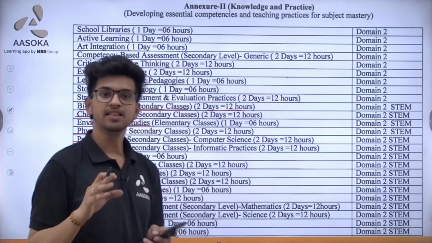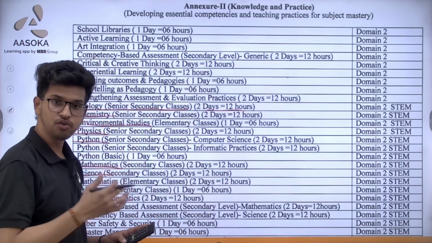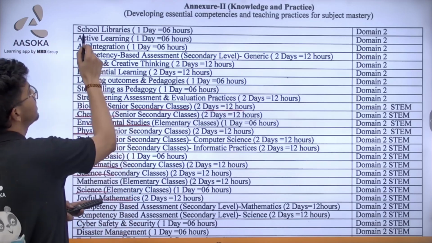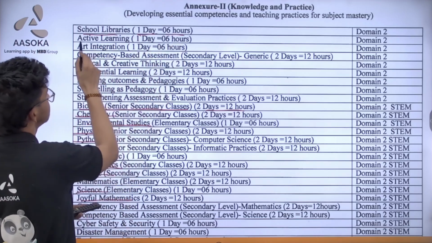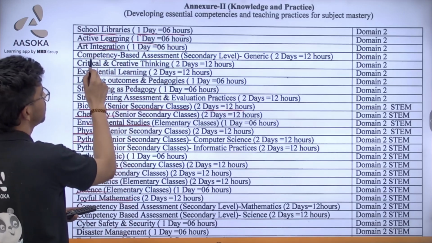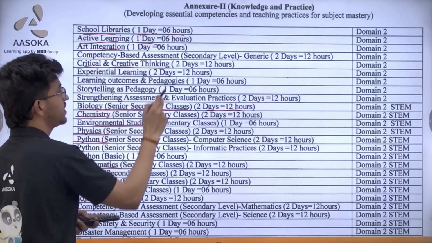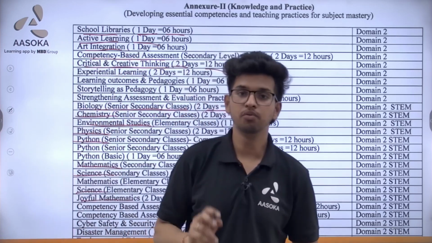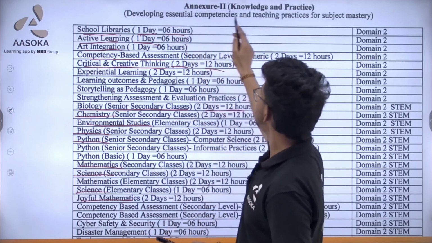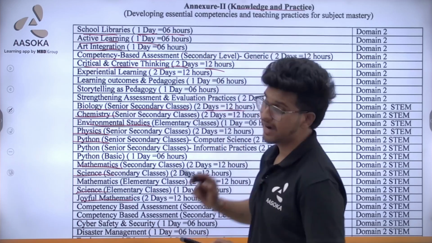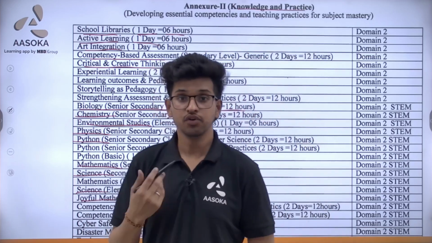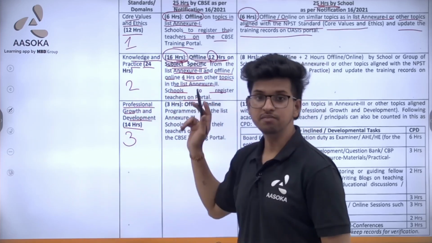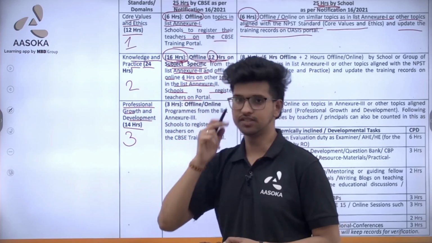Similarly, you will find some topics given in annexure 2 that are not related to my subject but are other topics. For example, school library, which is for 1 day 6 hours, then active learning for 1 day, art integration, competency based assessment, critical and creative thinking for 2 days 12 hours. Now all these topics are from domain 2, which means knowledge and practice, the subject specific one. So what you have to do is complete your 16 hours of training from CBSE by following the annexure 2 list.